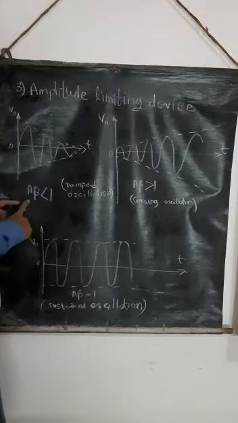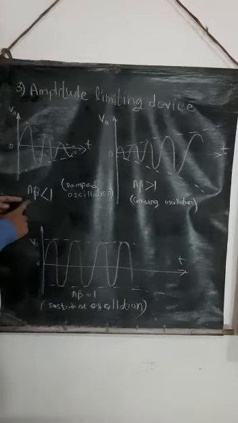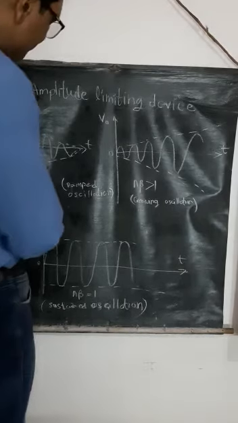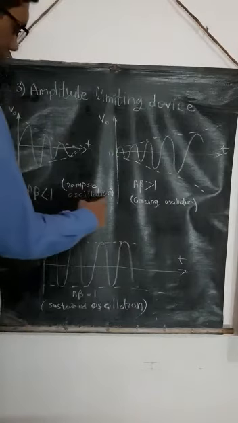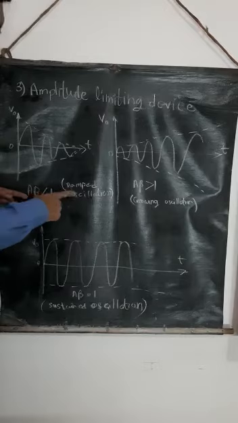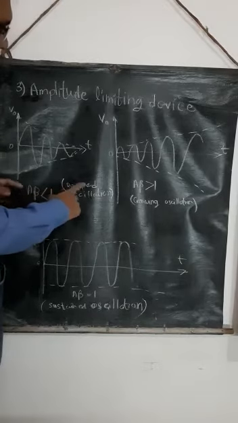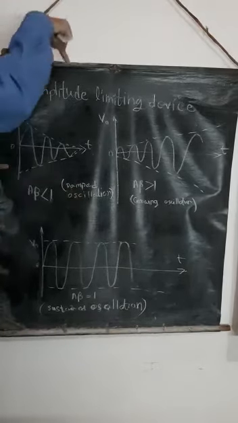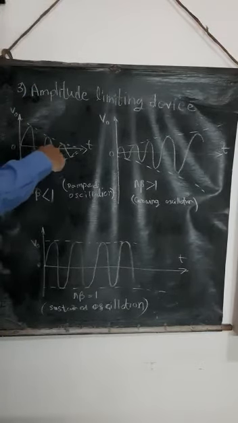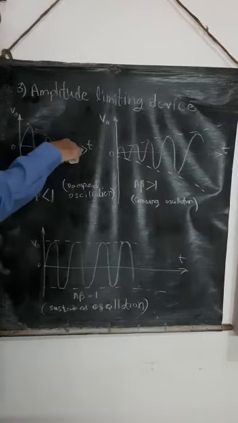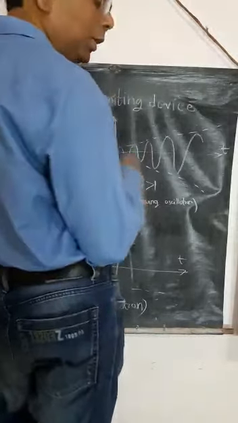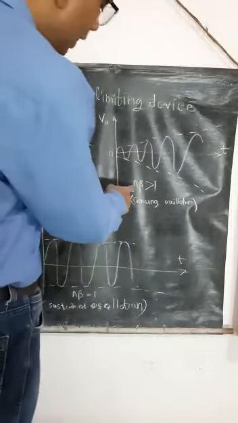If A into beta is less than 1, then it will produce damped oscillation. Damped means first the cycle amplitude is very high, then it comes lower and lower. This is called damped oscillation. Here A means gain, and beta is the feedback factor.